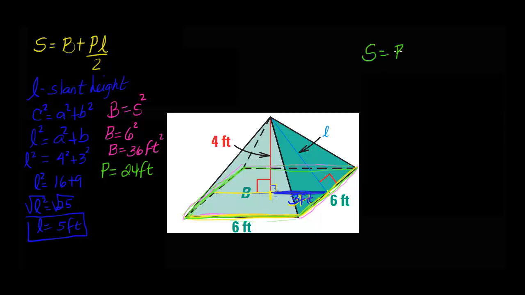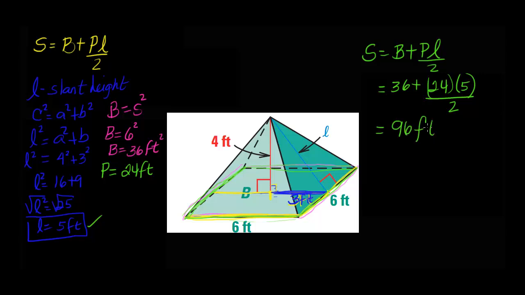Let's plug all the information into our equation. S is equal to capital B plus P times L over 2. B we found to be 36 plus P, which is 24, times the slant height that we found, which is 5, divided by 2. So with your calculator, multiply 24 and 5 first, then divide by 2, and then add 36, and you should get 96 square feet.